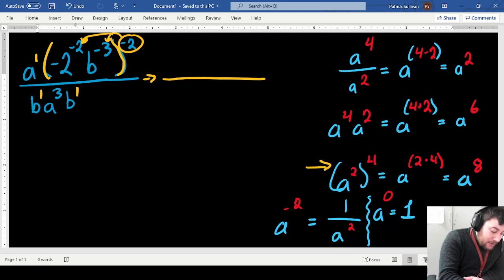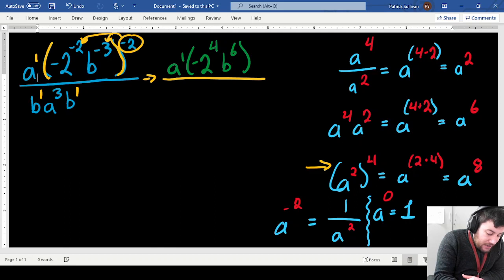So in this case, my a to the first, we'll use a different color, stays unfazed, untouched. Now, -2, again, I'm multiplying my exponents, I'm not multiplying my bases, so I have -2 raised to the fourth power. -2 times -2 is 4. And then same thing here. It's not b times -2, it's the exponents. -3 times -2 is going to be positive 6. b to the sixth, and then all over b to the first, a to the third, b to the first.